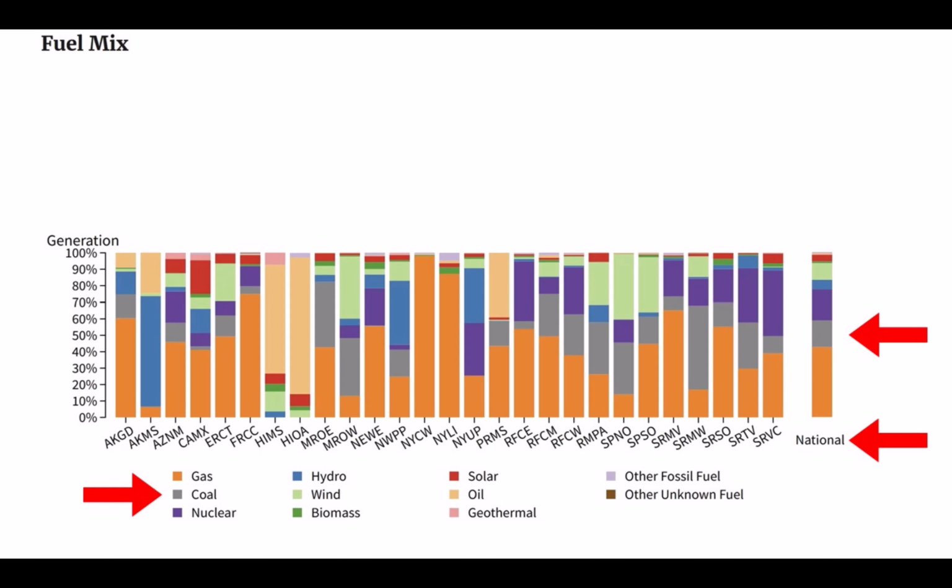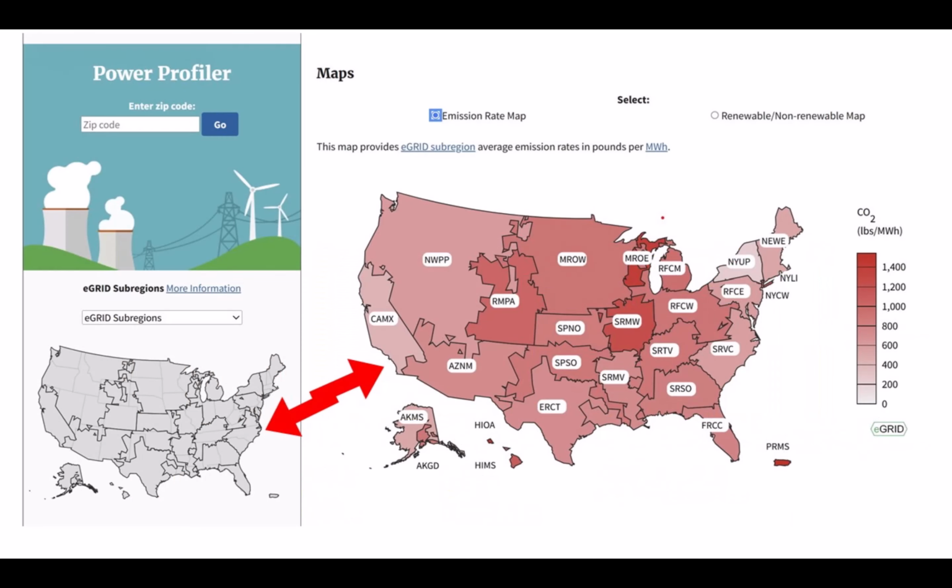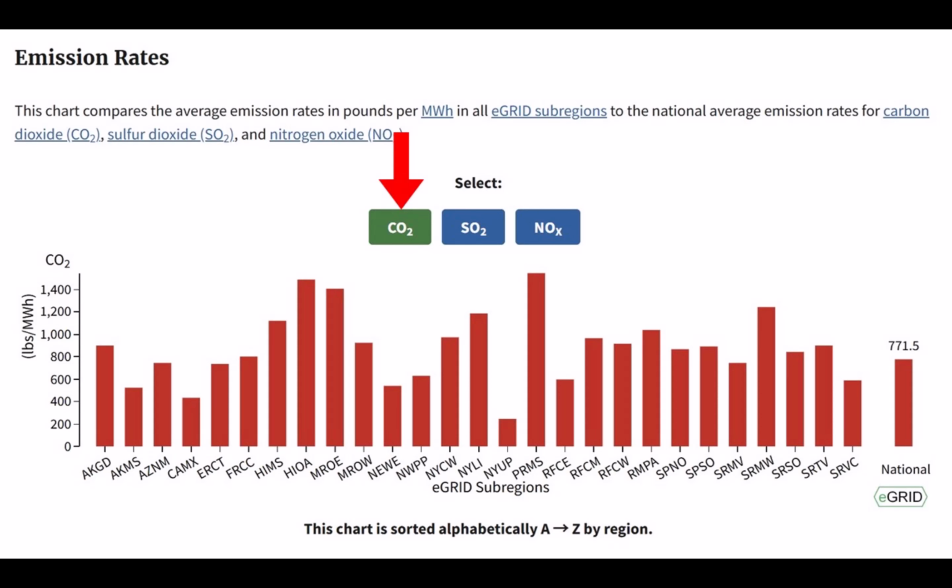Check out the interactive features of this chart. In other places on this page are maps of the individual E-grid regions. Like states, their boundaries are rooted in politics, economics, and historical developments. Elsewhere on the page, you'll find an interactive emissions rates chart organized by E-grid subregions.